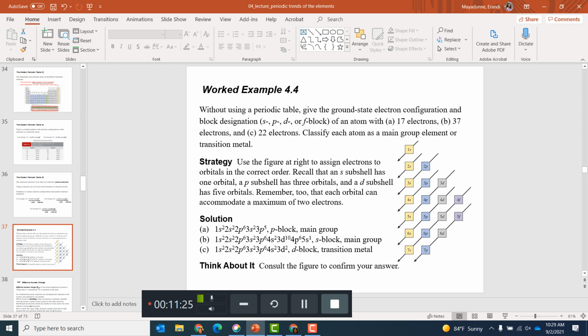For 17 electrons, you start writing your electron configuration because you just fill 17: 1s2, 2s2, 2p6, 3s2, 3p5. It ends with p, so it's a p block element, a main group. For 37, you write 1s2, 2s2, 2p6, 3s2, 3p6, 4s2, and so on, and it ends with s, so it's an s block main group. The last one, you write and it ends with d. It's a d block element, a transition element. That's how you classify.